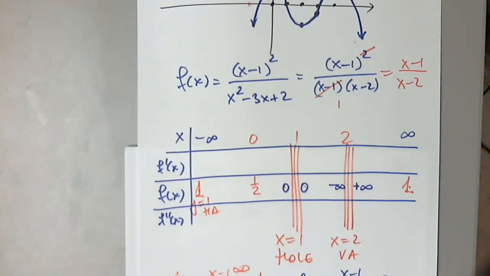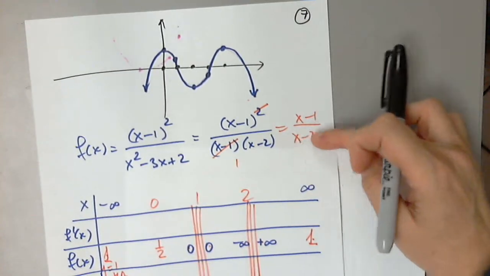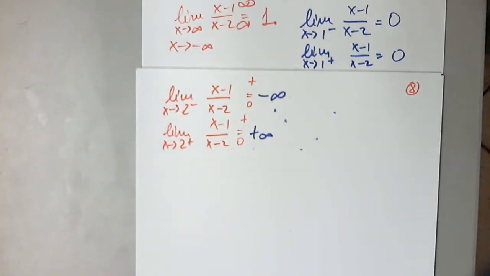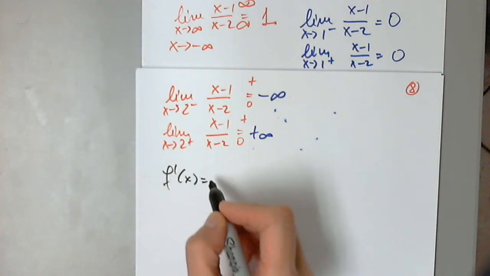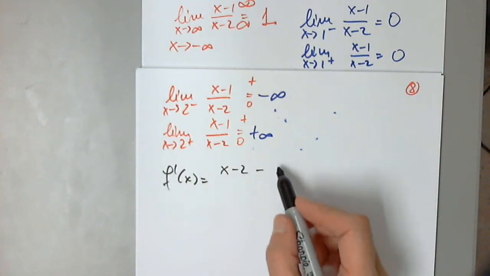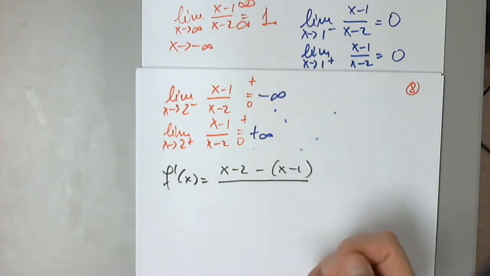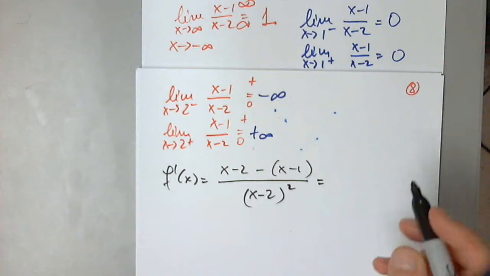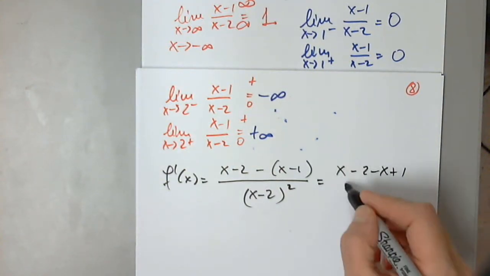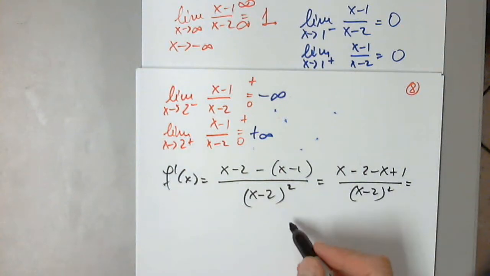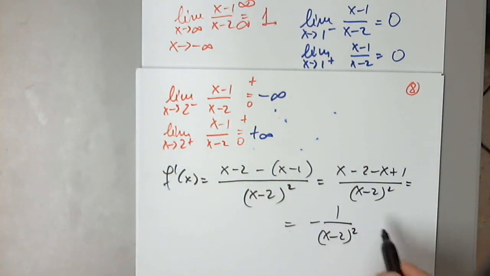We're done with the function. The function is completely done. We determined the limits, we determined the x and y intercepts when they exist, and we determined the horizontal asymptote. There's nothing else. So now we go ahead and differentiate. And of course, we differentiate the simplified form. So f prime: the top prime is 1, (x minus 2) minus (x minus 1) times 1, over (x minus 2) squared. Nice. (x minus 2) minus x plus 1 over (x minus 2) squared, which is negative 1 over (x minus 2) squared.